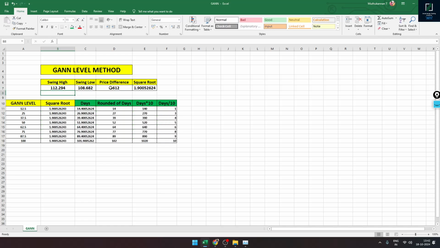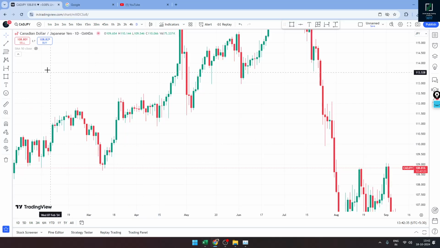Now you are getting the price difference here, then the square root of that number, and you multiply it with the Gann level. You get the dates here, and rounded-off dates. This time this one is 2 digits, so we can take this, and we don't want to take these. Okay, let's take 14 days. Let's copy this and put it into the text box here.